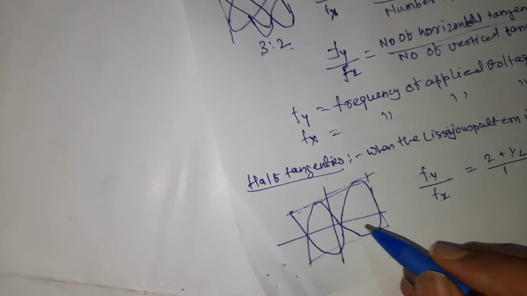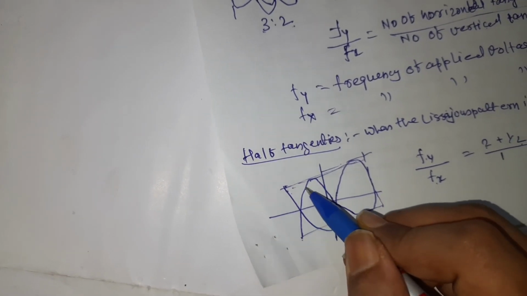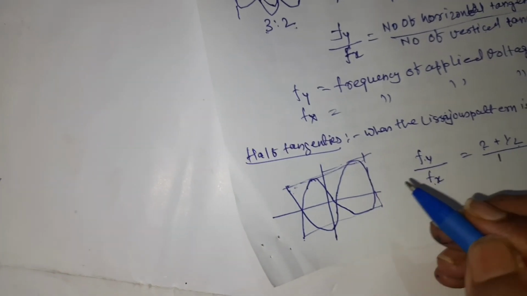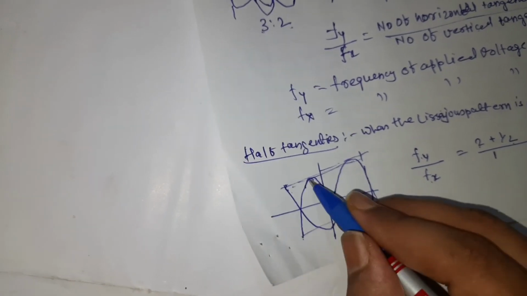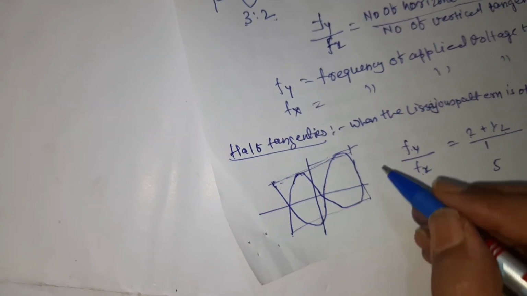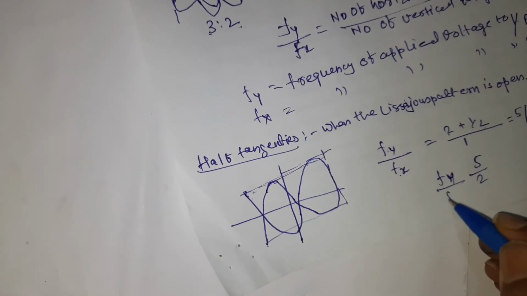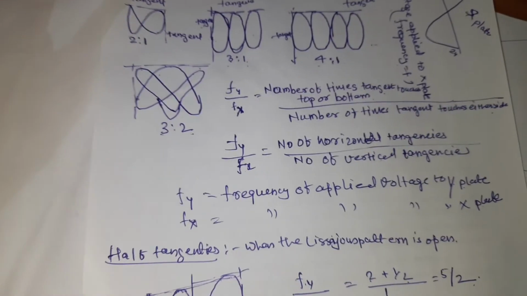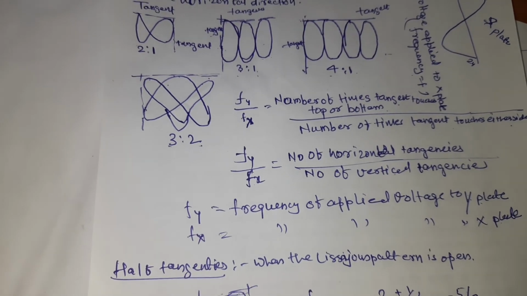You can also measure the touching points by half cycles. That means how the waveform touches the horizontal line: 1, 2, 3, 4, 5. So 5, and there is 1 and 2, so fy by fx is equal to 5 by 2. In this way you can measure the frequency of any unknown signal in terms of a standard frequency.